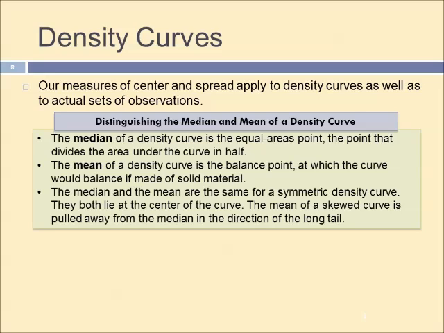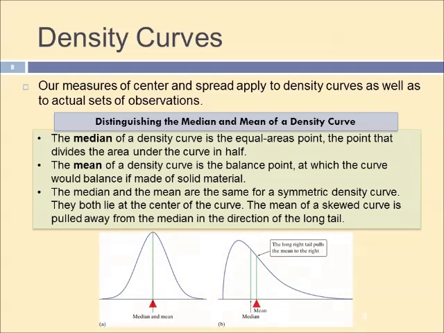The median and the mean are the same for a symmetric density curve. They both lie at the center of the curve. The mean of a skewed curve is pulled away from the median in the direction of the long tail. This is illustrated here. Symmetric curve, right in the middle, and for a skewed curve, the long tail pulls the mean toward the right.